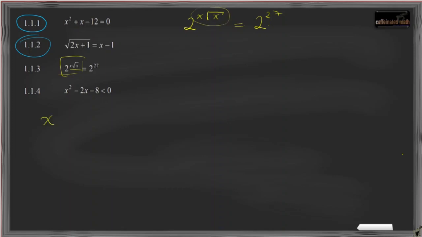So that's x to the power 1. Now, and then this. So let's just write this square root of x. That's going to be x multiplied by x to the power 1 over 2. And 1 plus 1 over 2 is 3 over 2. So we'll have 2 to the power x to the power 3 over 2, which is equal to 2 to the power 27.